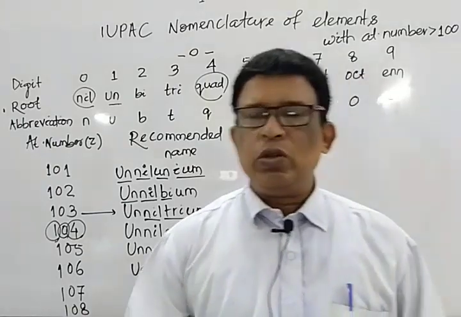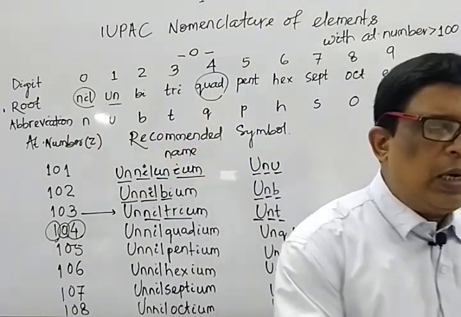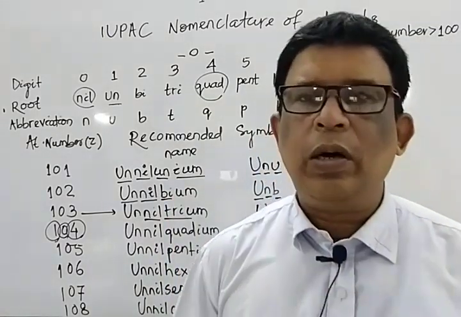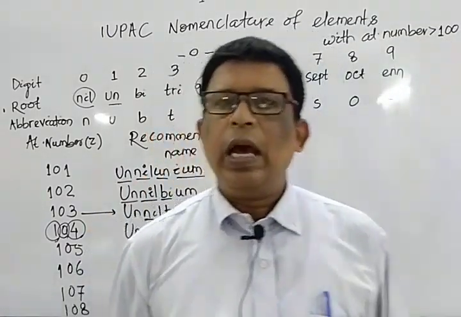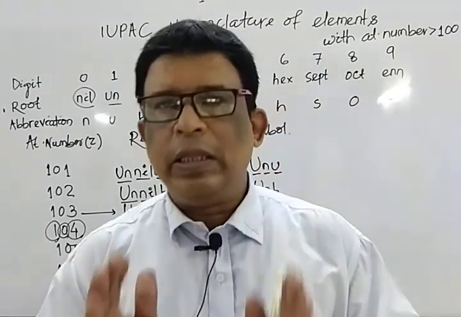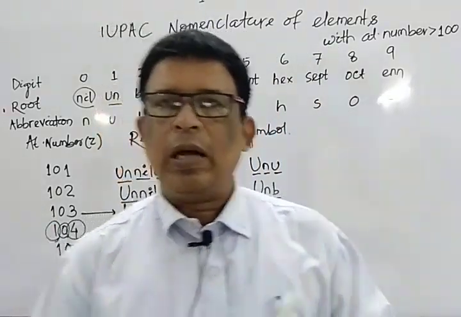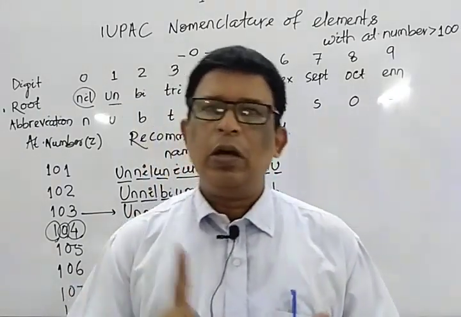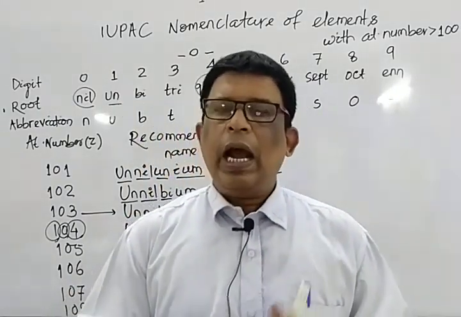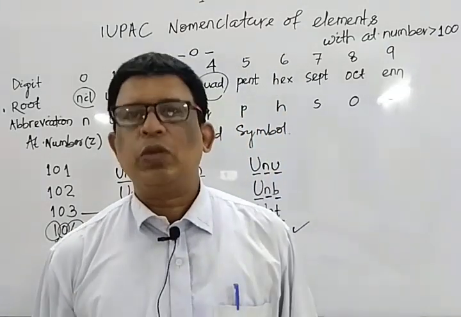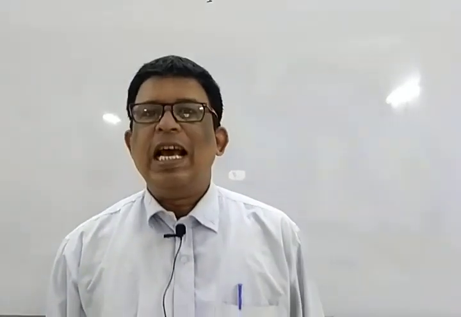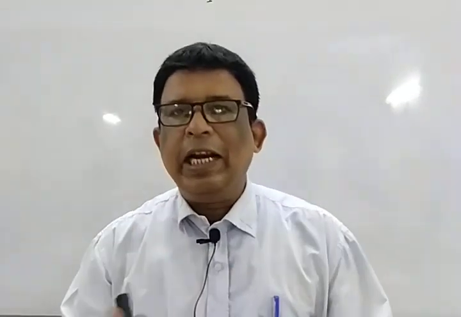Next, we switch over to another important topic, that is how to predict the group number, the period number, and the block the element belongs to. Repeat again: the element is present in which group, what is its block, and what is its period. There are 2 to 3 important points. Let us discuss one by one. Next we discuss the prediction or identification of group, block and period.